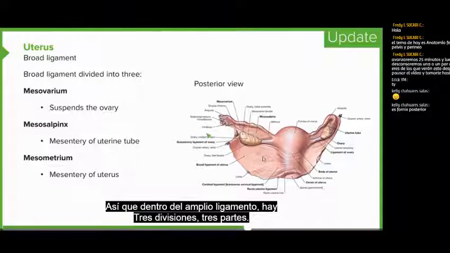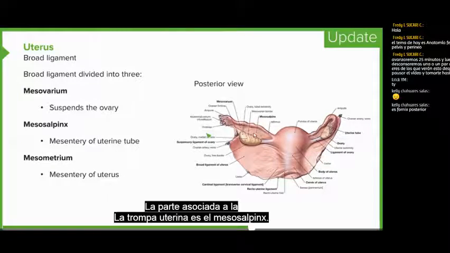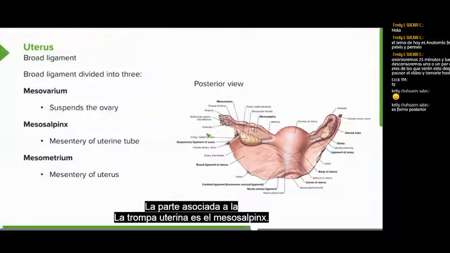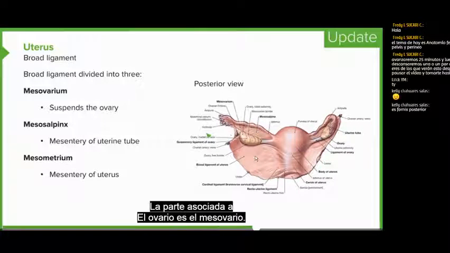So within the broad ligament, there are three divisions, three parts. The part associated with the uterine tube is the mesosalpinx. The part associated with the ovary is the mesovarium. And the portion that is associated with the rest of the broad ligament is the mesometrium.